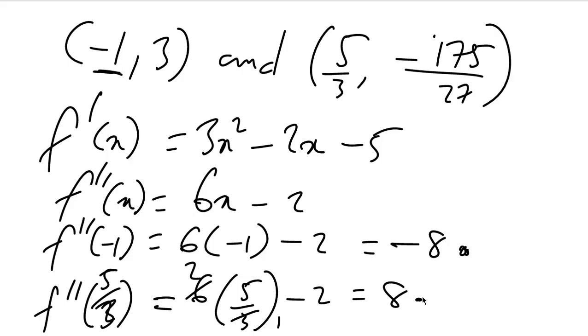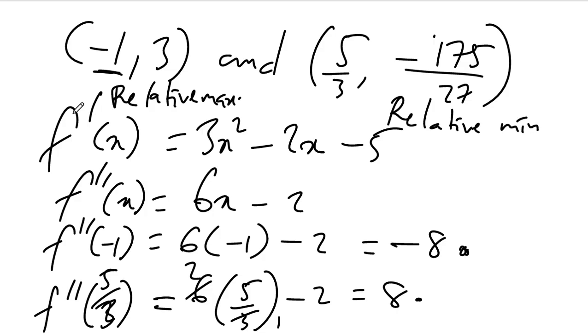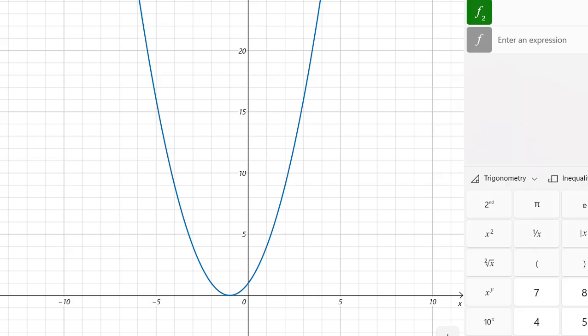So you can see that at minus 1, the second derivative is negative, while at 5 over 3, the second derivative is positive. And we said that if the second derivative is positive, then that means it has a minimum point. But if the second derivative is negative, that means it has attained a what? A maximum point, as I explained earlier. So this is the relative max, while this is the relative min. So graphically, if we have x cubed minus x squared, let me get it.